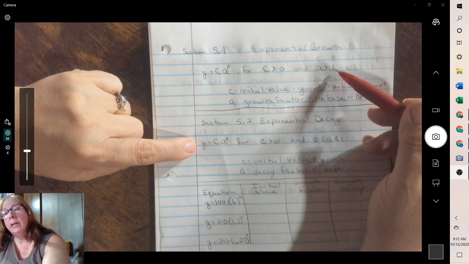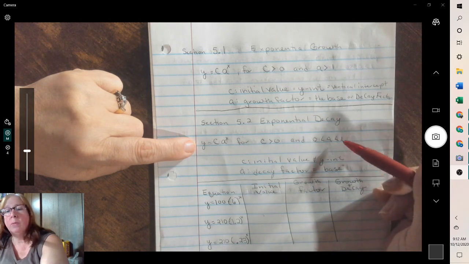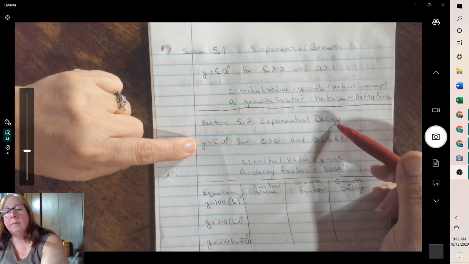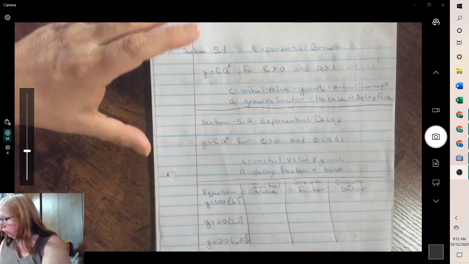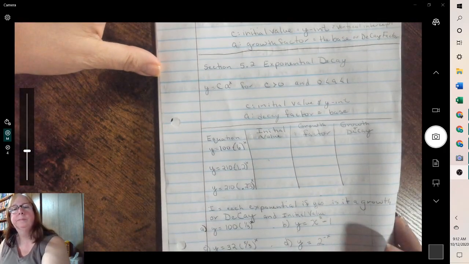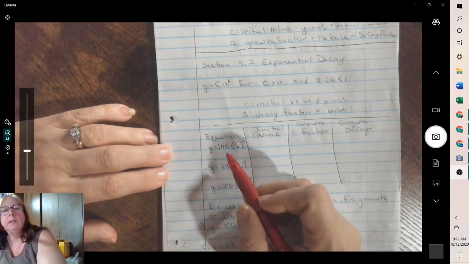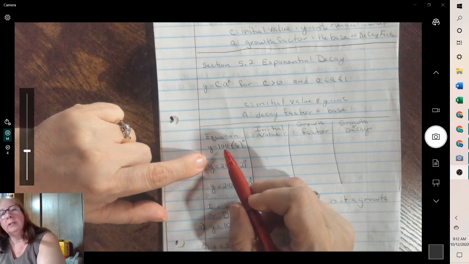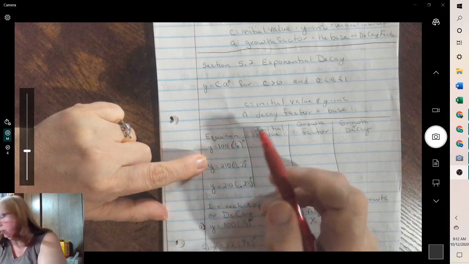When a is greater than 1, it grows. When a is between 0 and 1, it's a decay. Let's look at a few. Oh, c is the initial amount. So if we want to find the initial amount looking at this equation, comparing it to this, c would be your 100.